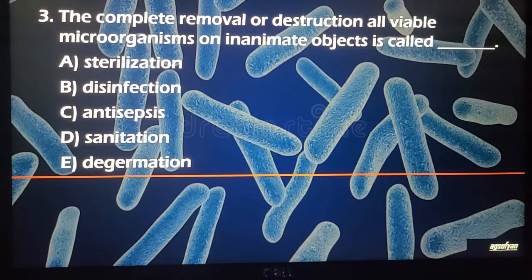Number 3. The complete removal or destruction of viable microorganisms on inanimate object is called A. Sterilization, B. Disinfection, C. Antisepsis, D. Sanitation, or E. Degermation. Choose your answer.